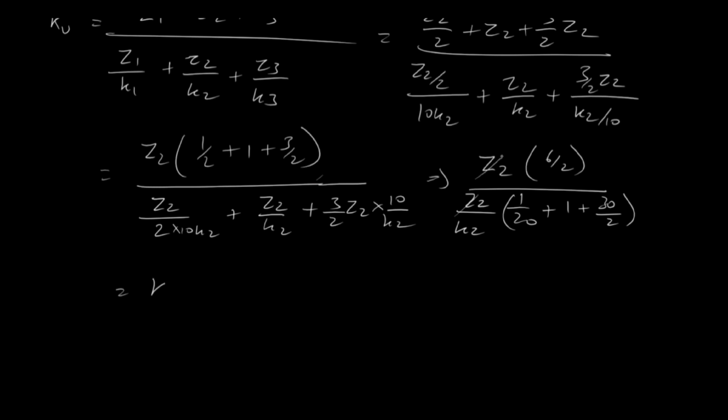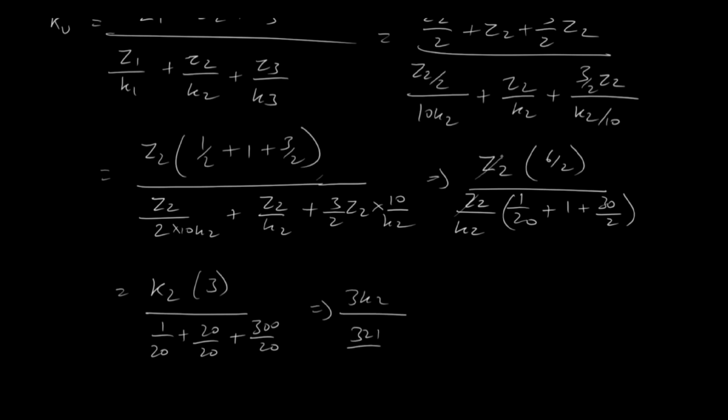Again, Z2, Z2 will get cancelled. So we'll be left with K2 into 3 divided by 1 by 20 plus 20 by 20 plus 300 by 20. 3K2 divided by 321 by 20, which will be 3K2 into 20 by 321, where we'll get 60K2 divided by 321.